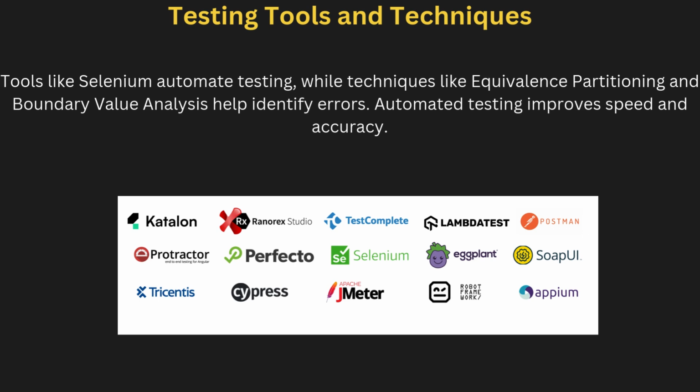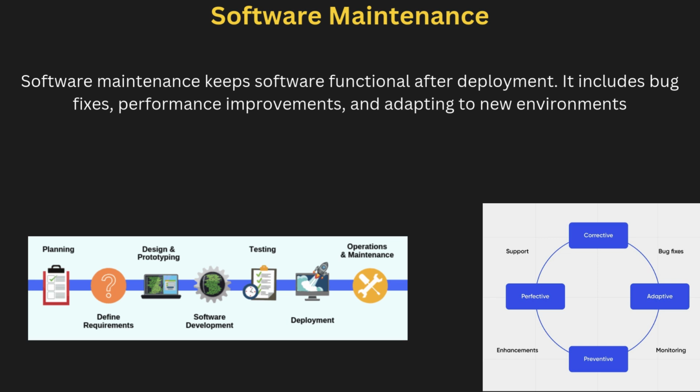Techniques like equivalence partitioning divide the input data into sets that should behave similarly, reducing the number of test cases. Boundary value analysis focuses on testing the edge cases, such as the maximum or the minimum value. Smoke testing ensures the basic functionalities work correctly before deeper testing begins. Automated tools paired with efficient techniques allow testers to quickly identify issues and ensure the quality of the product.